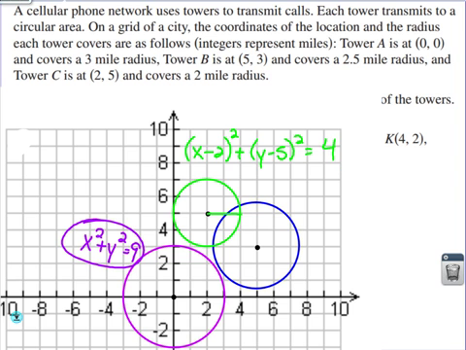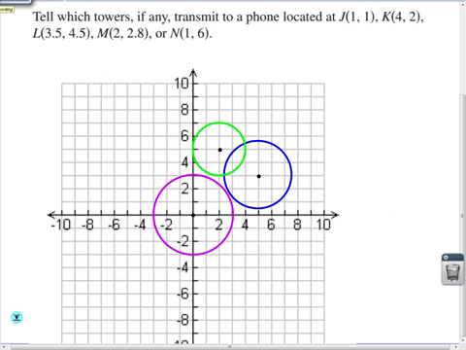And then you've got your blue one. Now this is a little bit uglier because it has a radius of 2.5 miles, but it still works the same way. It's been moved right 5 and up 3, so x minus 5 squared plus y minus 3 squared equals, and since 2.5 is the radius, 6.25. If you do 2.5 times 2.5, you'll get 6.25. There's your 3 equations.